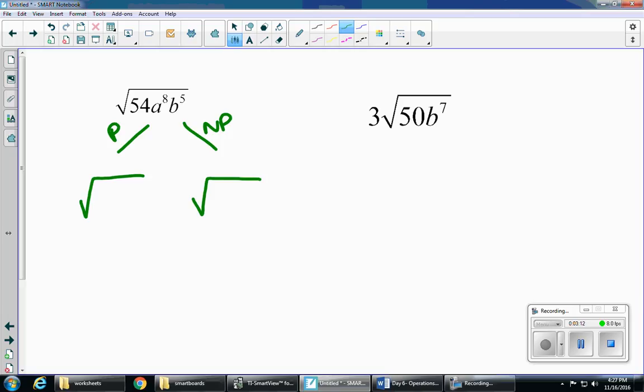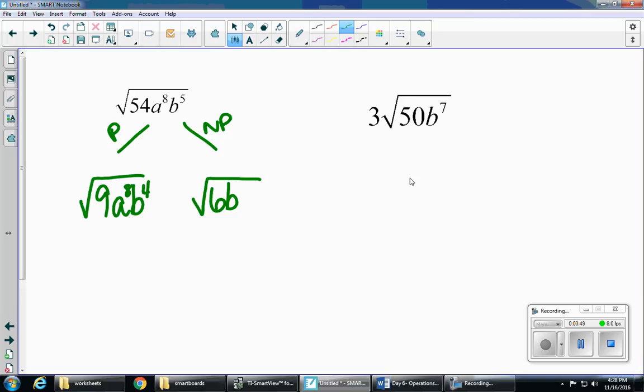For my numbers, 54, I'm looking for a perfect square that goes in evenly. This breaks down to radical 9 and radical 6. With my variables, I want the exponents to be divisible by 2. So I take a look, a to the 8th. 8 is divisible by 2, which means it's a perfect square. So I have a to the 8th on the left, and I don't need to break it down, so there's nothing on the right. I move on to the b's, b to the 5th. 5 is not divisible by 2, so I need to break it down. This is going to be broken into b to the 4th and b.